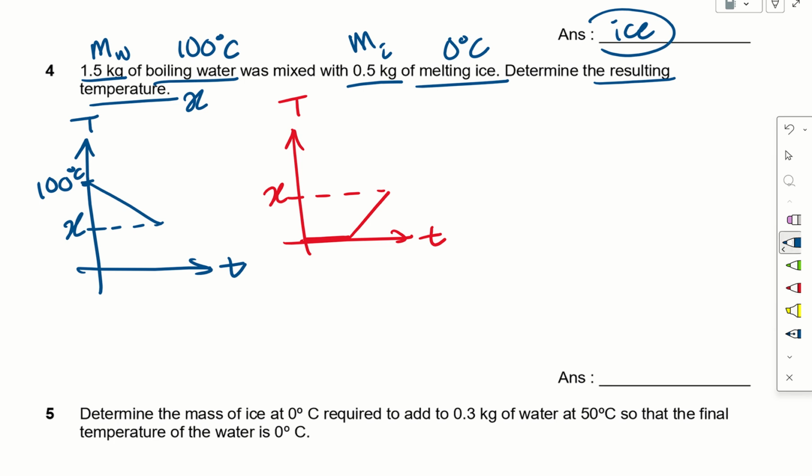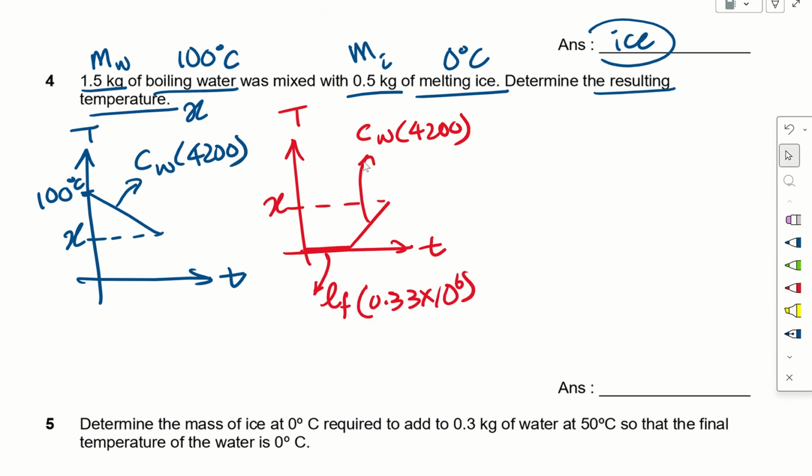So let's go back to the cooling curve. Over here, it is actually water that is boiling. They did not say it's steam. It is water that is boiling, so it's at 100 degrees. So I'll be using CW. Now for the heating curve, over here I'll be using LF, specific latent heat of fusion. Over here I'll be using CW. So this will be 4200. CW will also be 4200.